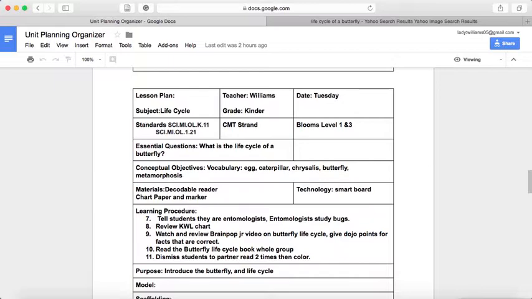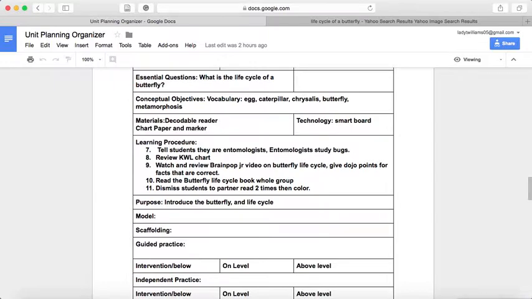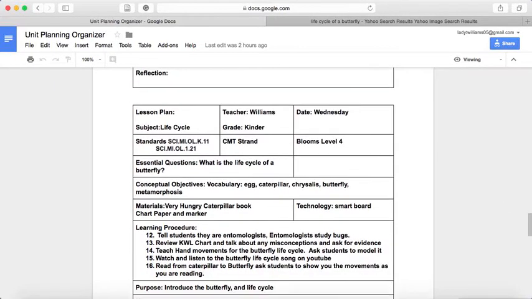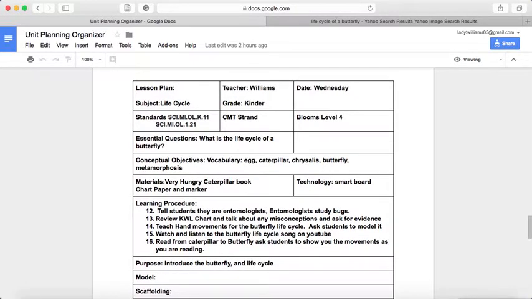This is day 2, so we're in levels of Bloom's 1 and 3. You'll notice in the lesson plans that there are also turn-and-talks and other important things that I thought I should add into lessons by Wednesday. Sorry, Wednesday we're on Bloom's level 4.